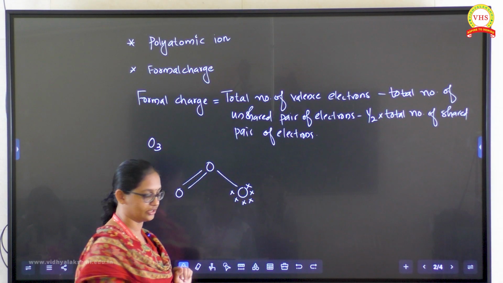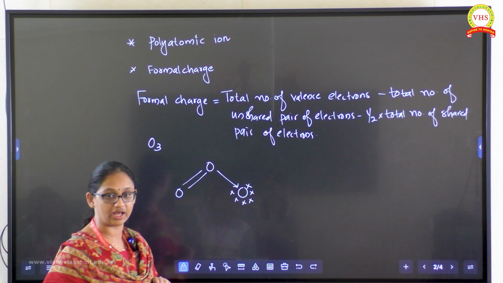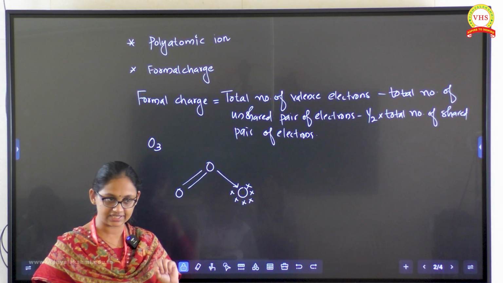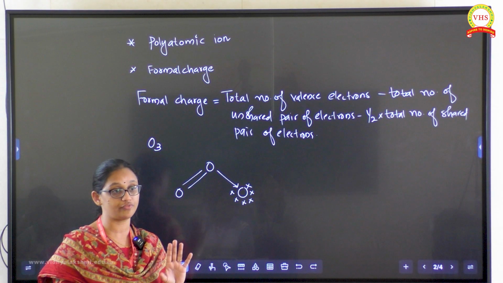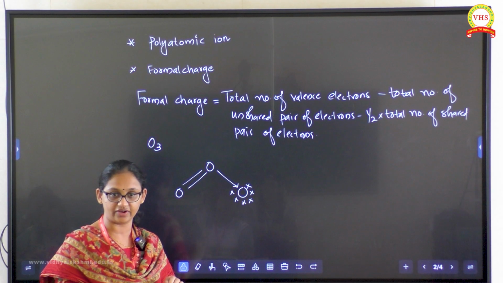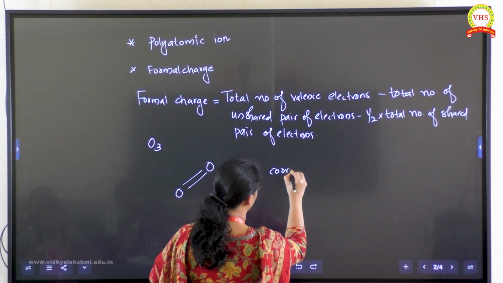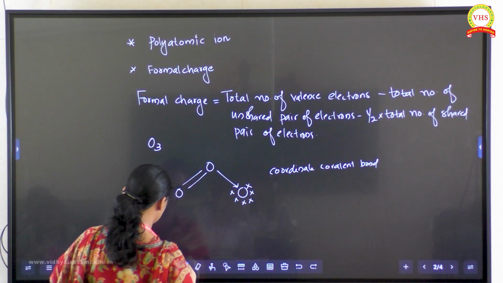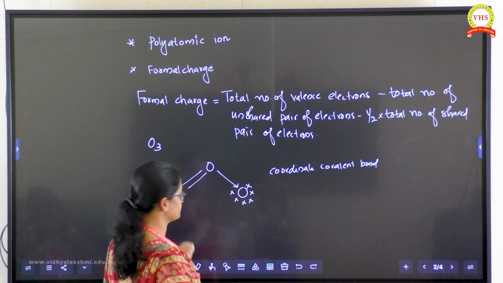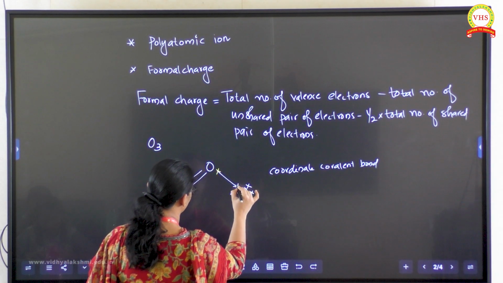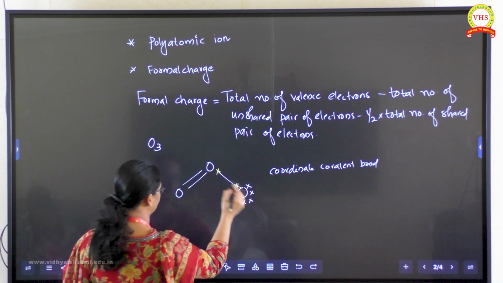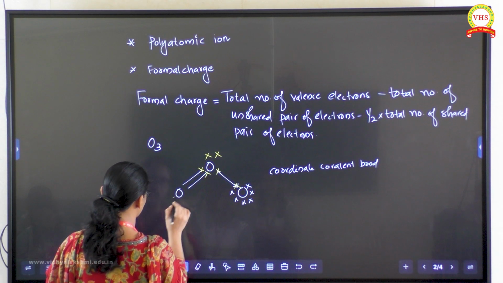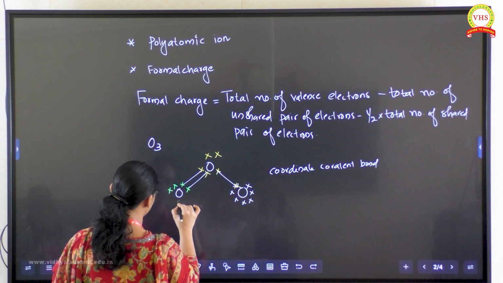This oxygen is not sharing any electrons with the middle oxygen atom. Then what is the name of this bond? Coordinate covalent bond. What is a coordinate covalent bond? It is a bond formed by sharing of electrons, but the shared electrons are given by only one atom. That means this bond is formed by sharing electrons of the middle oxygen atom. So 1, 2, 3, 4, remaining 5, 6. And the electrons present in this oxygen atom are 1, 2, 3, 4, 5, 6.